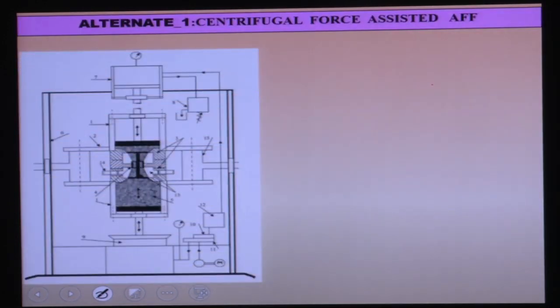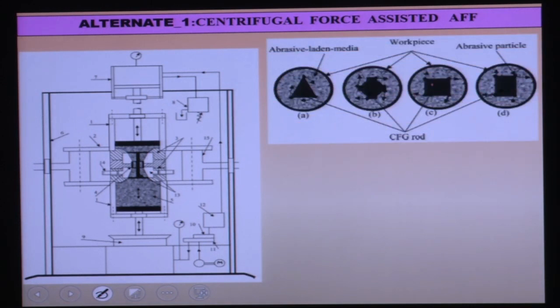To enhance it, different researchers have developed different processes to enhance the performance of this abrasive finishing process. This is the centrifugal assisted abrasive finishing process. Here you can see the workpiece, and at its center there is a centrifugal rod. Here you can see the cross section of this workpiece. This kind of triangular rod, this rhombus rod, this square rod, and this rectangular rod are kept there. These rods rotate with a certain RPM, and at the same time the media is given reciprocating motion.